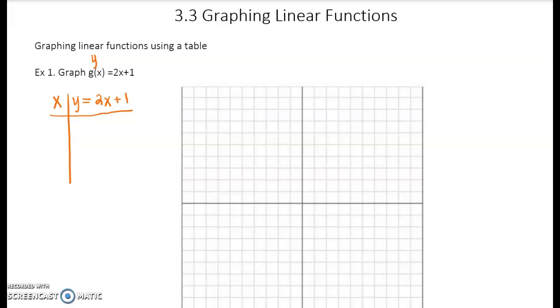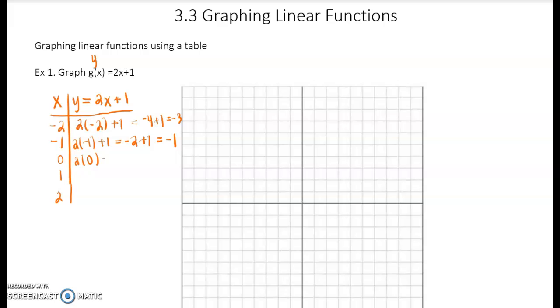over here. And you're going to plug in maybe -2, -1, 0, 1, and 2. And then you'll do 2 times -2 plus 1. That gives you -4 plus 1, which is -3. Then you get 2 times -1 plus 1. -2 plus 1 equals -1.